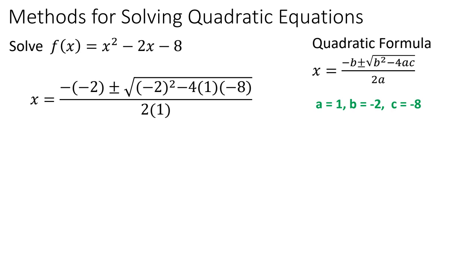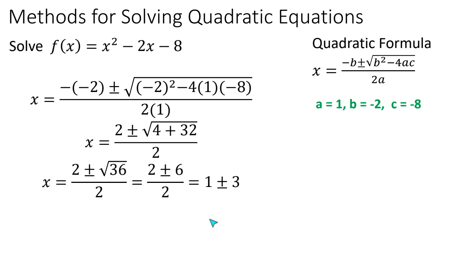So we plug in all these numbers. So we have negative b, which is negative 2, plus or minus the square root of b, which is negative 2 squared, minus 4 times a times c, divided by 2 times a. Simplify. So negative negative is positive. Negative 2 squared is 4. Negative times 4 times 1 times negative 8, positive 32. 4 plus 32 is 36. The square root of 36 is 6.